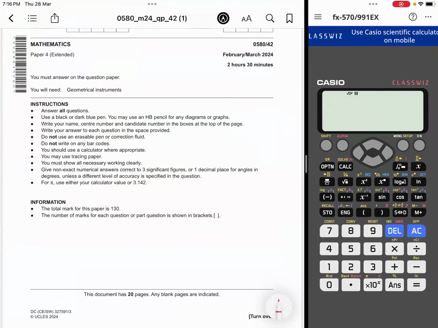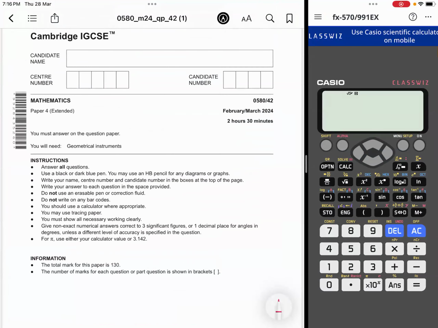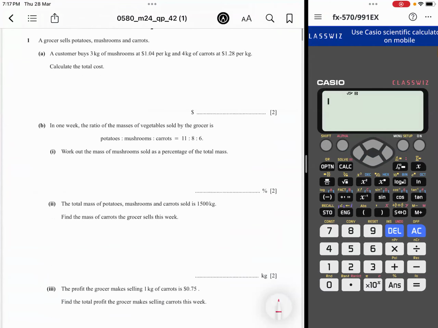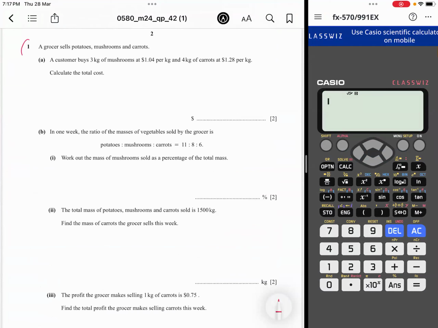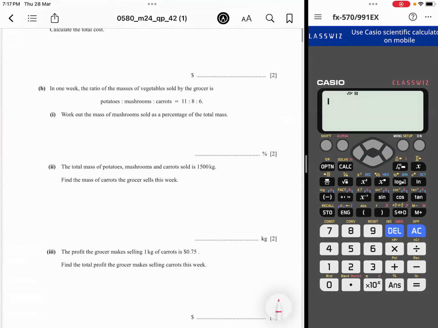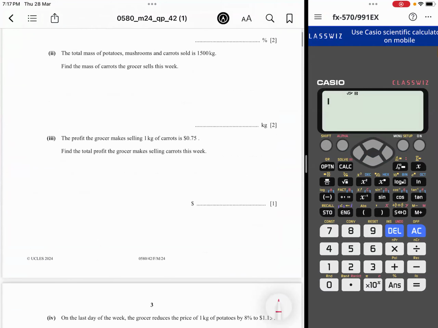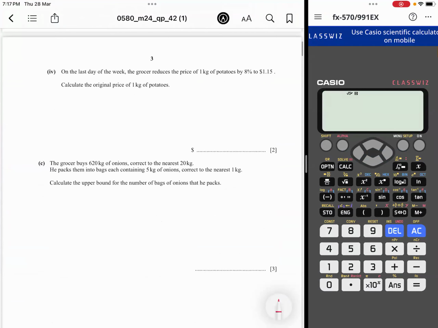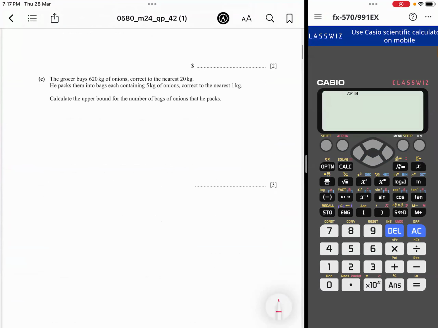All right, everybody. So you can see that it's Mathematics Paper 4 Extended 0580 for the examination series February/March 2024. You need to understand how this paper looks. Question 1 is on everyday maths. Part B is on ratios. Part C is profit. Part D is also profit. Part E is upper bound, lower bound.